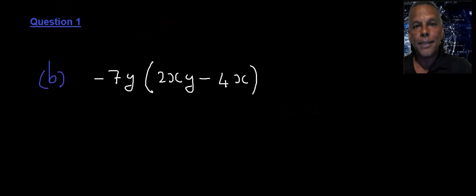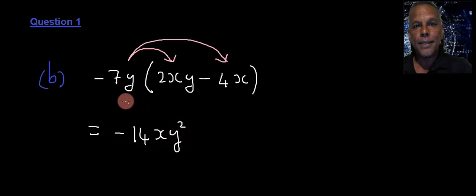So multiplying the negative 7y into the brackets. Negative 7y times 2xy is negative 14xy squared. Then a minus times a minus is a plus. And 7y times 4x is 28xy.